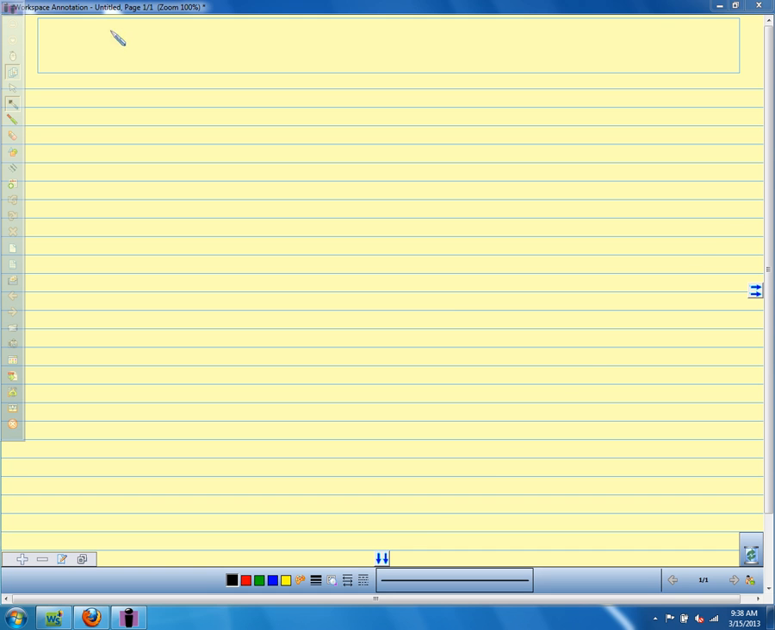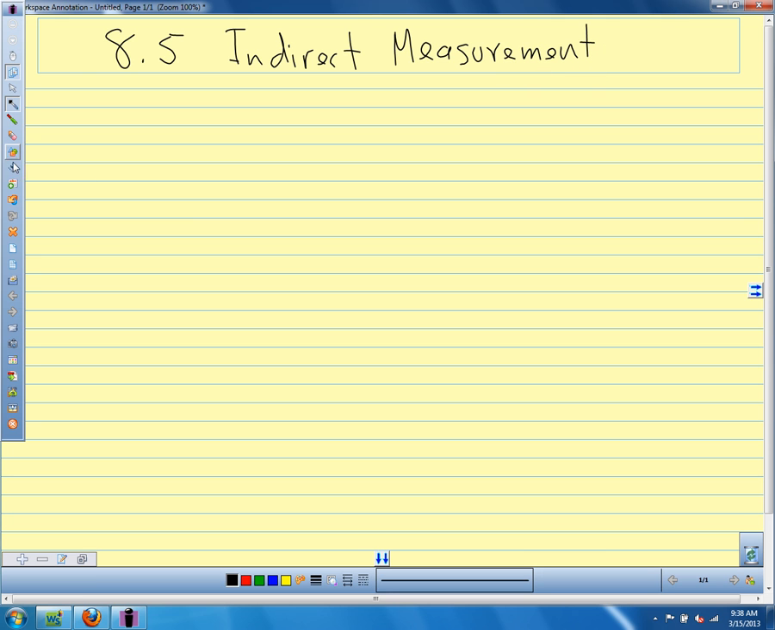Section 8.5. Indirect measurement. How do we measure things that would be difficult to measure in another way?